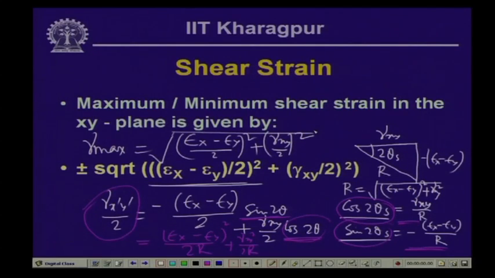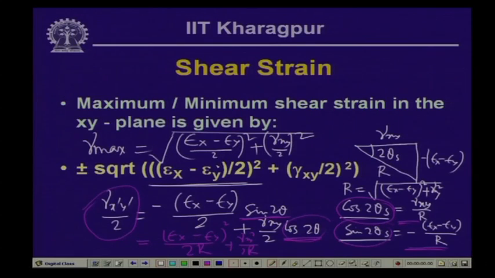So, similarly, as we did in the case of the maximum normal strain, where we had two angles 2 theta p and 180 degrees plus 2 theta p, here also we have two angles 2 theta s and 180 plus 2 theta s, and if we substitute the corresponding values, we will get the value of the minimum shearing strain. The magnitude of the maximum and minimum shearing strain is equal to the square root of ((epsilon x minus epsilon y) by 2) square plus (gamma x y by 2) square, and maximum is plus of this and minimum is minus of this. So, it is written as plus minus the square root of ((epsilon x minus epsilon y) by 2) square plus (gamma x y by 2) square.